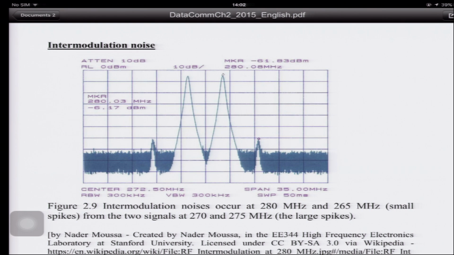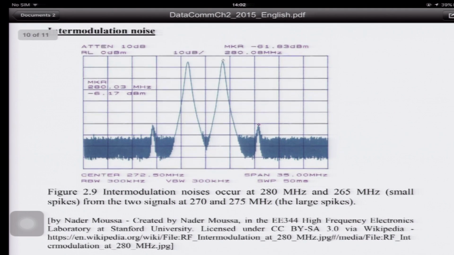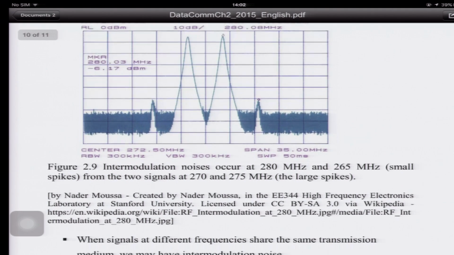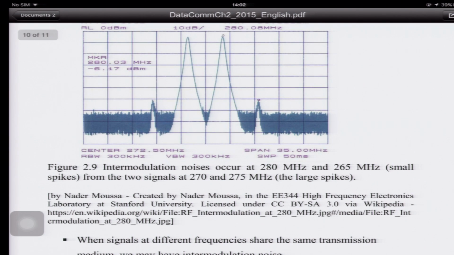Intermodulation noise, you can see that you have, okay, this is from Wikipedia too. When signals at different frequencies share the same transmission medium, so you send in the same cable signals with two different frequencies, what happens is that you can get intermodulation noise.